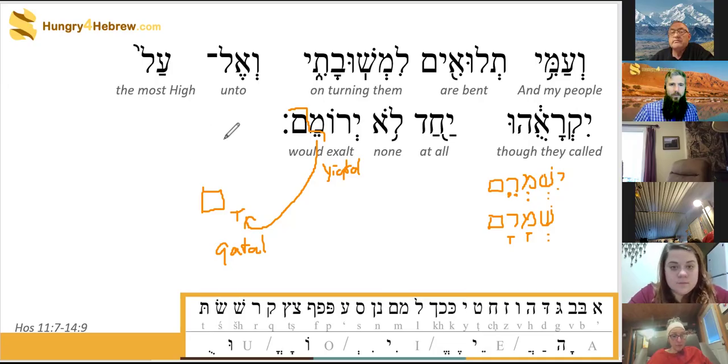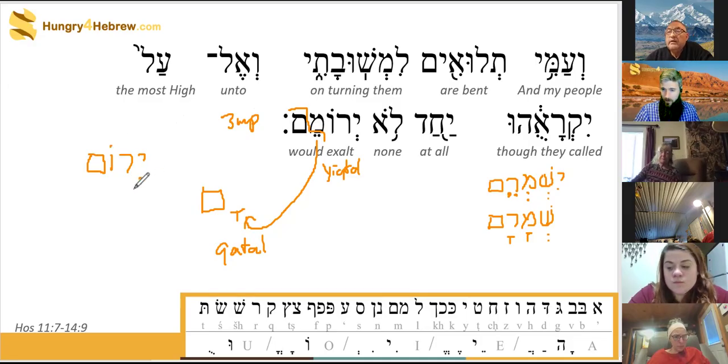yiktol pronominal suffix, then it would be a 3MP. And what are we left with? We're left with yirom. Now, because we have a shva under the yod, but the stress is all the way at the end of the word, it means we could speculate that this was a kamatz that got shortened down. Okay, will we ever have a verb that looks like this? Yarom. Is this a viable yiktol pattern?